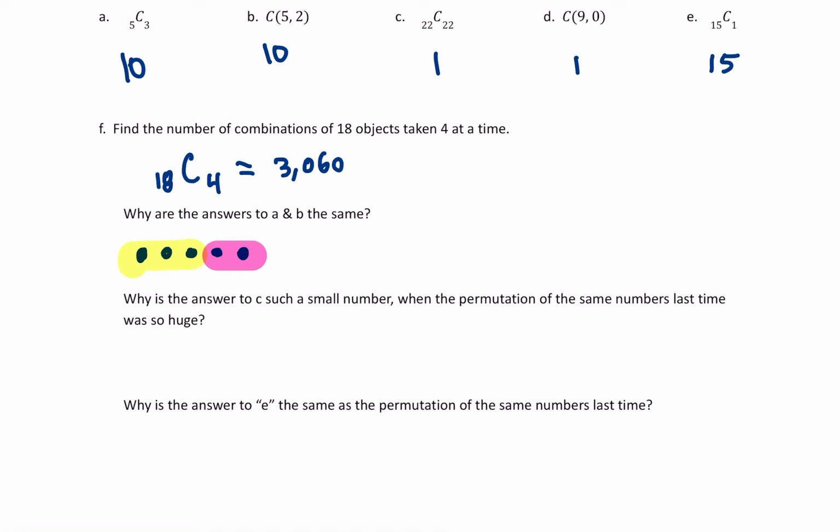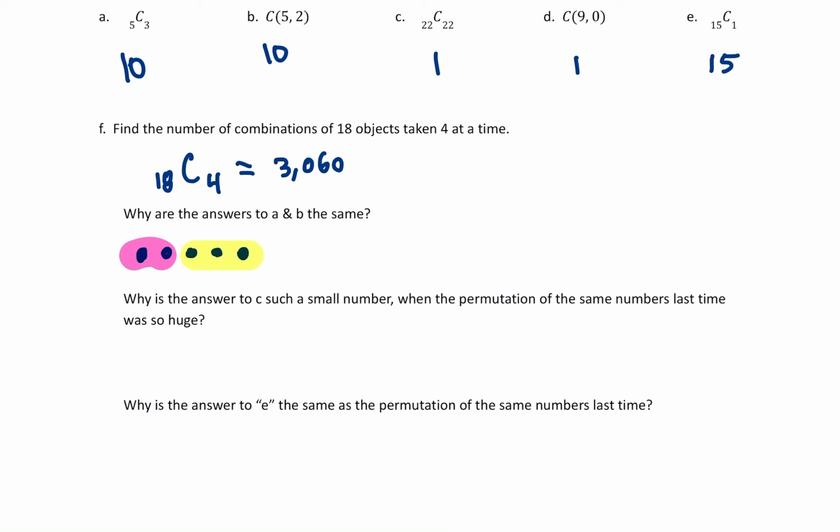Well, in the first one, we end up with 10 different groups of 3 that we can choose. For every 3 we choose, we leave 2 behind, which means if we did this in reverse order, and instead of choosing 3, I chose 2 to begin with, that would leave the 3 that I originally chose left over. Because the 3 and the 2 add up to my total of 5, 5 choose 3 and 5 choose 2 are going to give me the exact same answer.